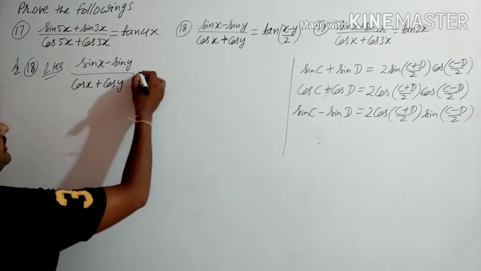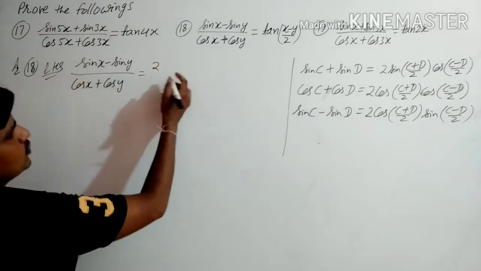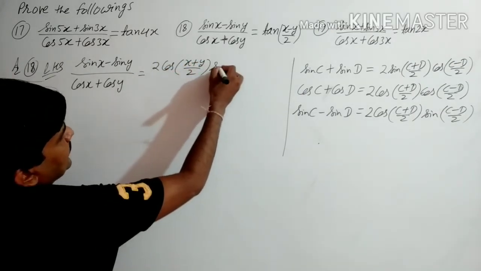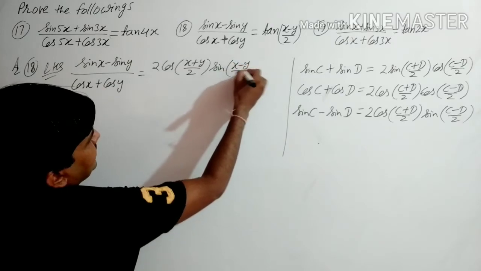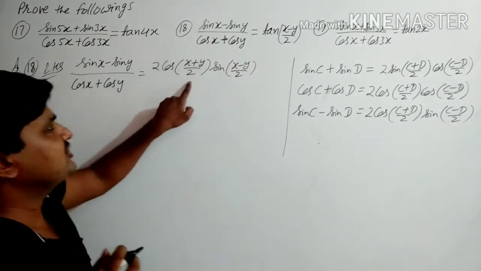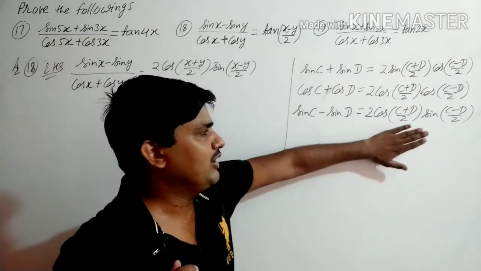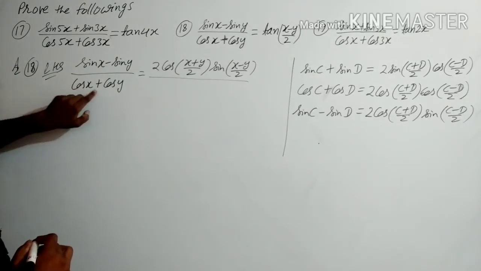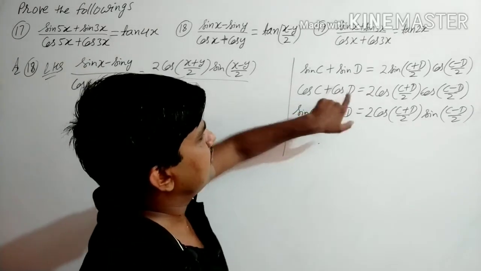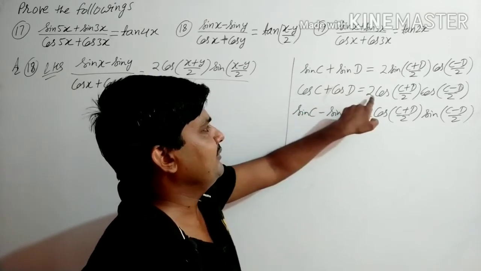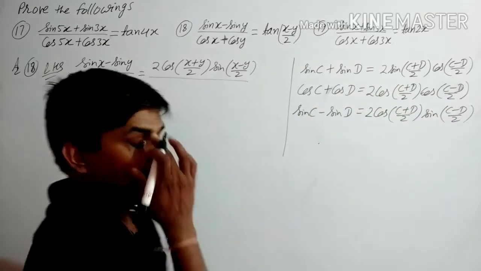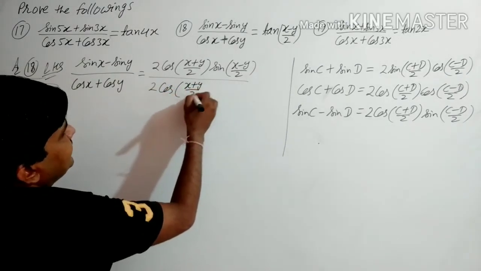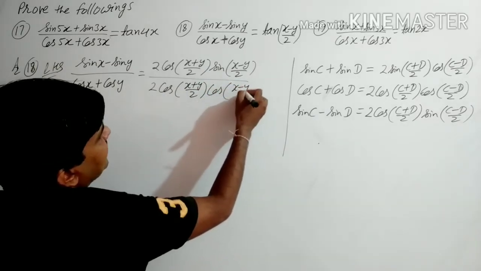So the numerator can be converted into 2 cos((x+y)/2) sin((x-y)/2). We apply this third identity. Now the denominator is cos x + cos y. It is similar to the second identity, so it can be written as 2 cos((x+y)/2) cos((x-y)/2).